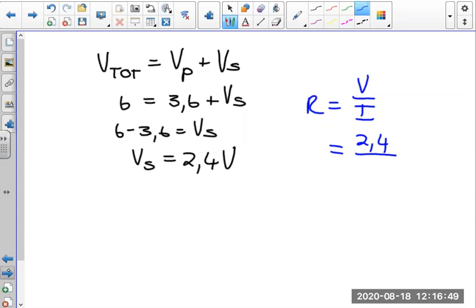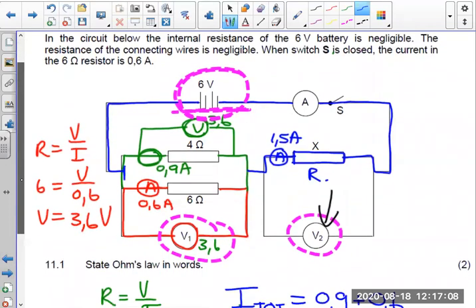1.5 total current in the circuit. And now I have the total resistance, which is 1.6 ohm. That's the total resistance that we have in R. If you look at that, then we have the total resistance in R.